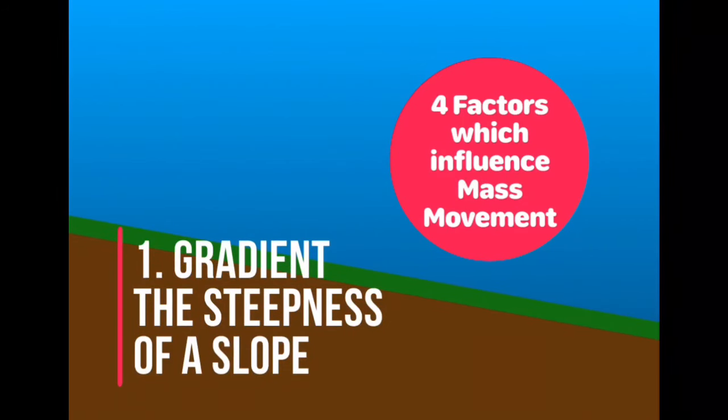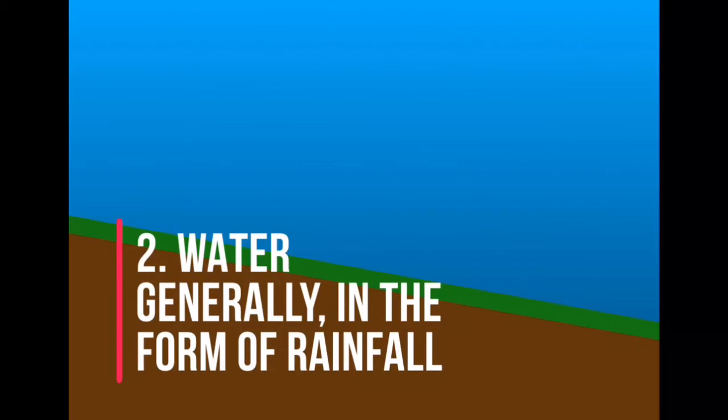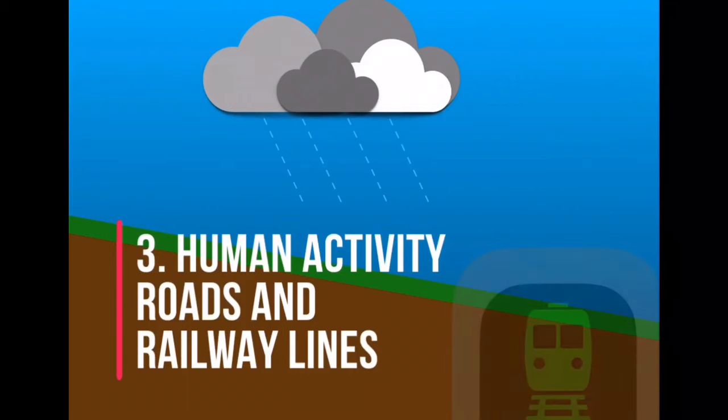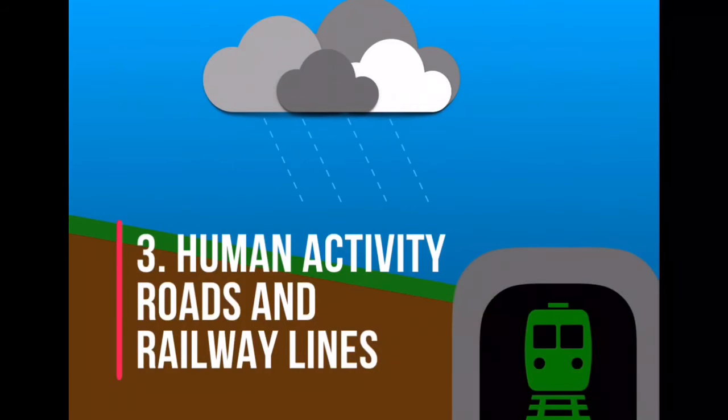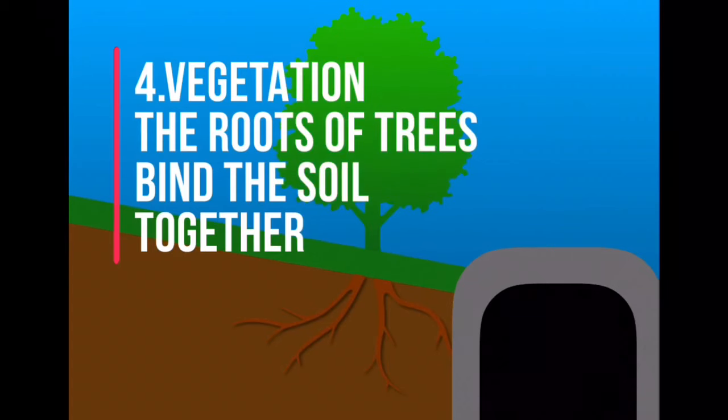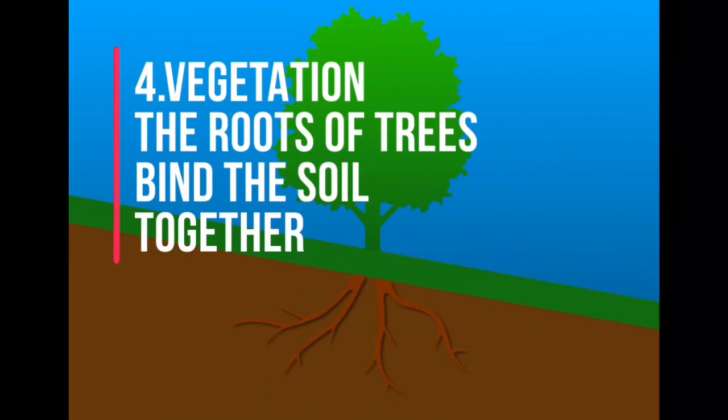Gradient, the steepness of a slope. Water, this is generally in the form of rain, making the regolith heavier and more unstable. Human activity, such as the building of roads and railway lines which undercut a slope. And vegetation, the roots of trees help to bind the soil together to make it more stable.